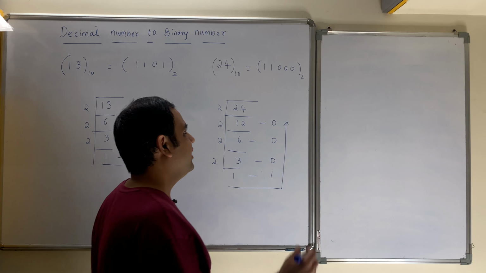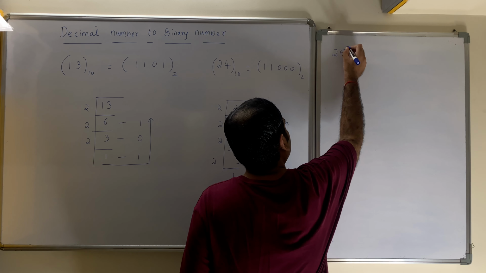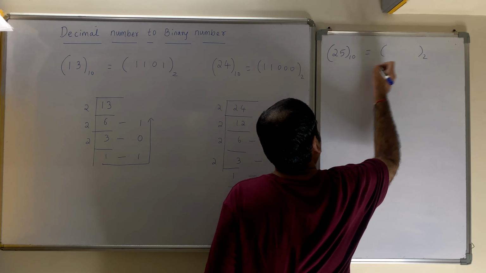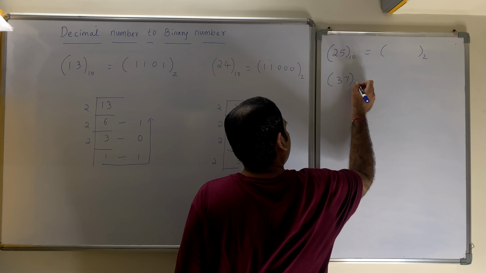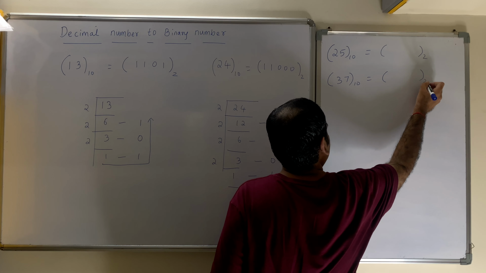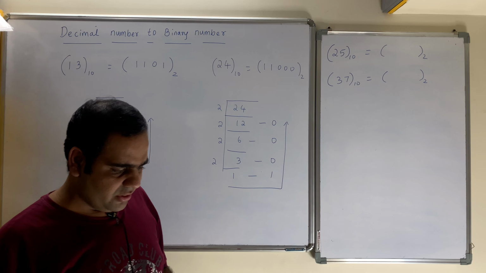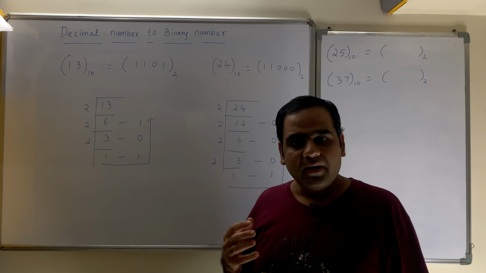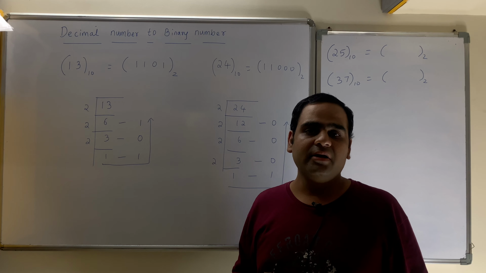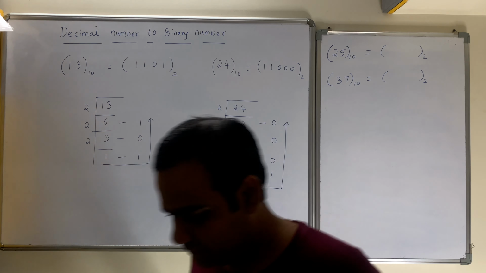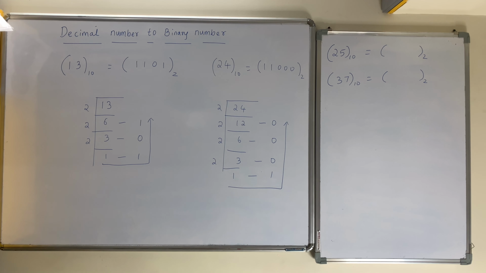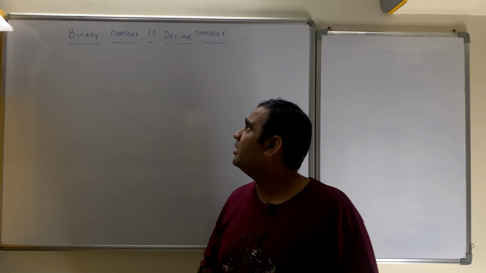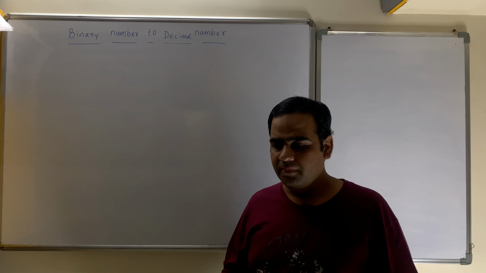I want you to try converting 25 of decimal to binary and convert 37 of decimal to binary and get the answer yourself. Now this is how you convert a decimal number to binary. Now let us see how we convert a binary number back to a decimal number.